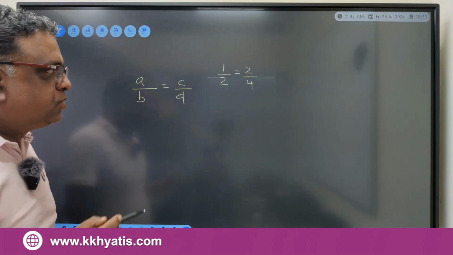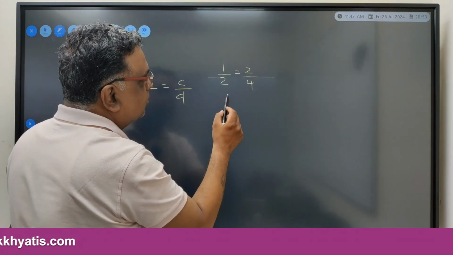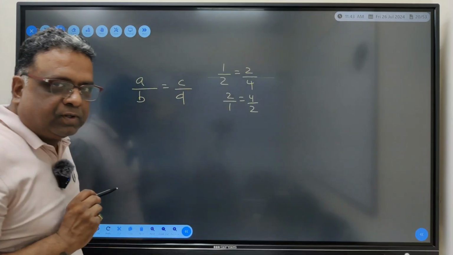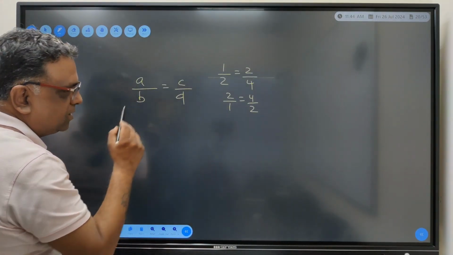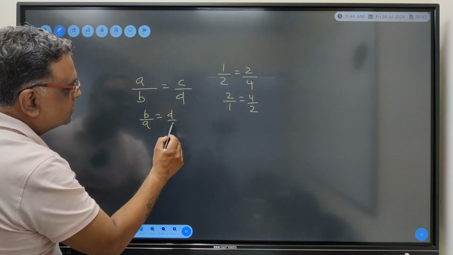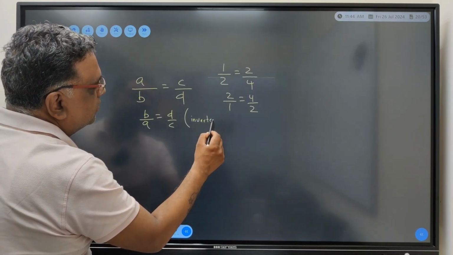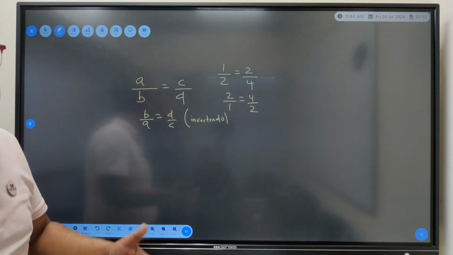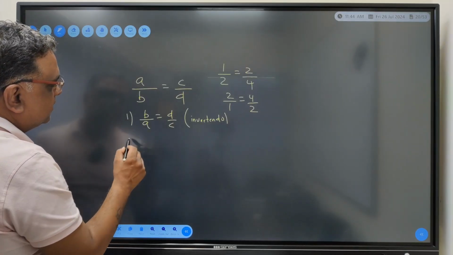If I invert them, what will it become? 2 upon 1 also will become 4 upon 2. Correct? Which means if A upon B is equal to C upon D, then B upon A is also equal to D upon C. So this we call the invertendo property. If you invert the ratios, the quantities are still in proportion. So this is the first property.